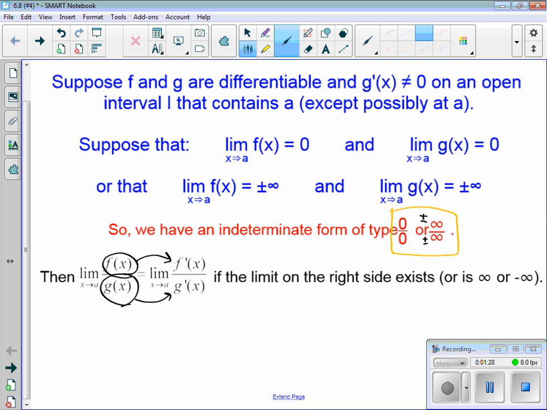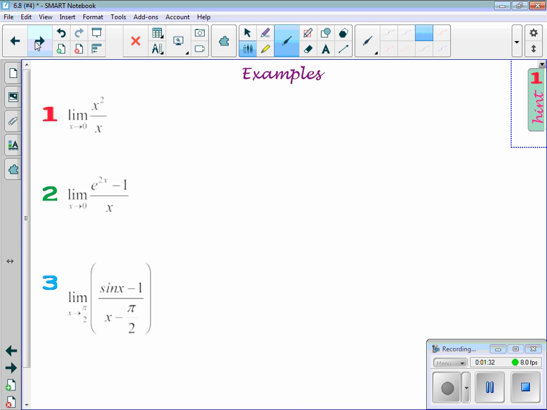Okay, so any questions? Okay, so let's go ahead and do some examples here. All the hint says is if we have 0 over 0 or plus or minus infinity over plus or minus infinity, then we can apply L'Hôpital's. So let's try direct substitution. What do I get if I plug 0 into the top and bottom? 0 over 0. So go ahead and write 0 over 0, therefore L'Hôpital's applies.